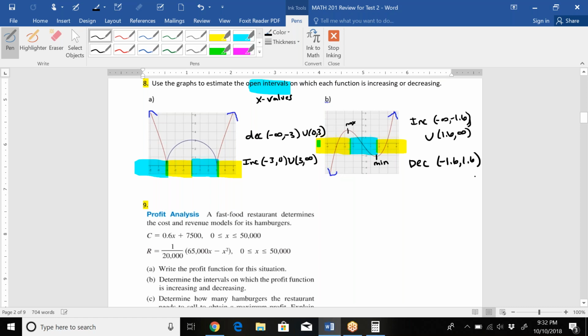So when you ask someone to use open intervals to describe increasing, decreasing, you're describing the x values where I'm either going downhill on the graph or uphill on the graph. Okay, let's look at number 9.